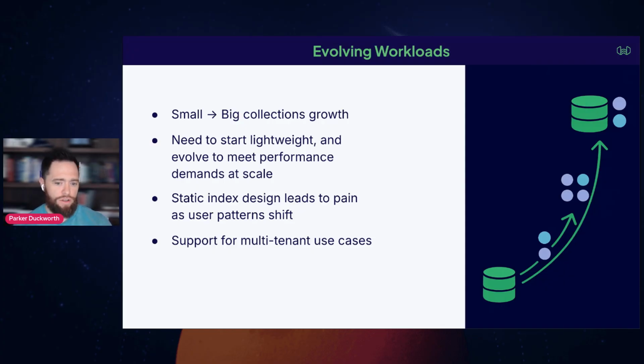This is particularly difficult with vector databases because there's not a single vector index type that is both cost-effective and performant at all scales. So for example, you could have an index type that's very performant at large scale, but very expensive, or one that is very cost-effective and works great at small scale, but does not scale well from a performance perspective. And additionally, we need to support multi-tenant use cases as well.